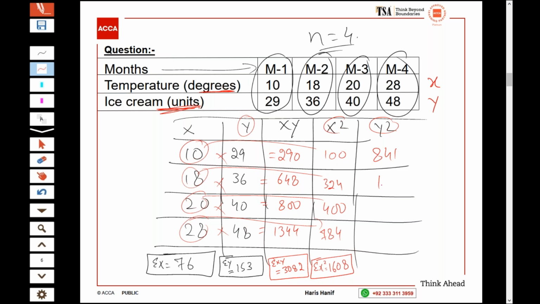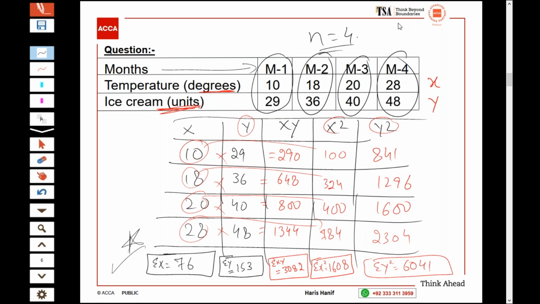841, 1296, 1600, and 2304. And the amount is summation of y square, that is 6041. Now these are the figures which we had calculated using x and y. Just note down these figures. These are X and the Y.